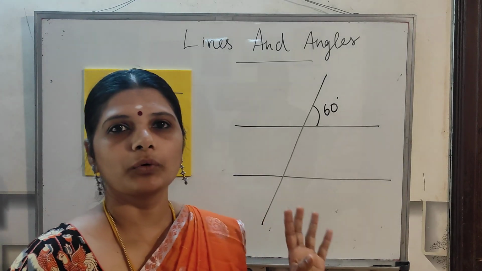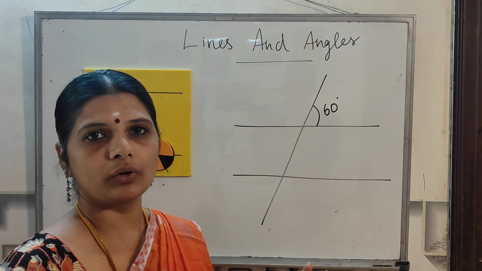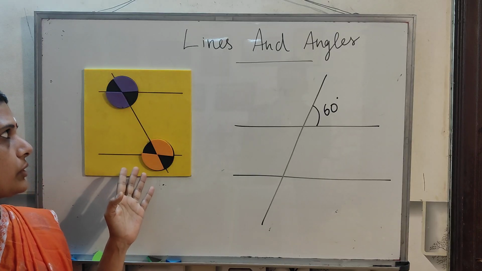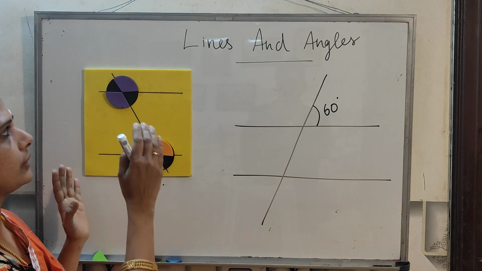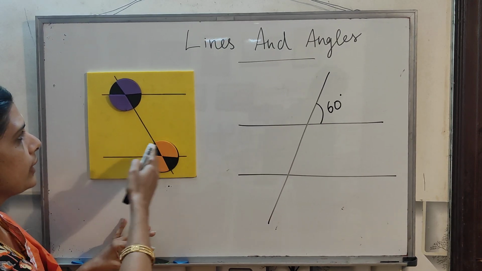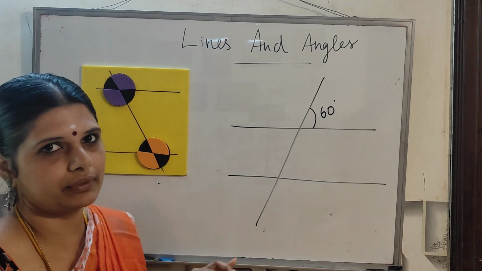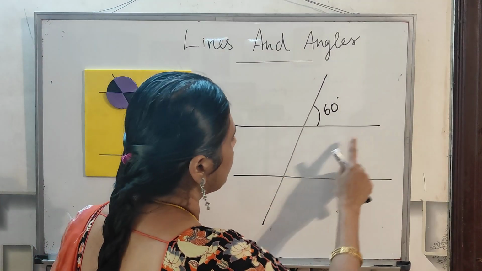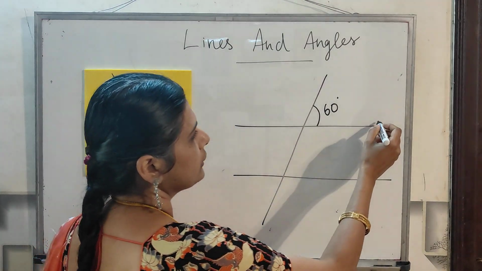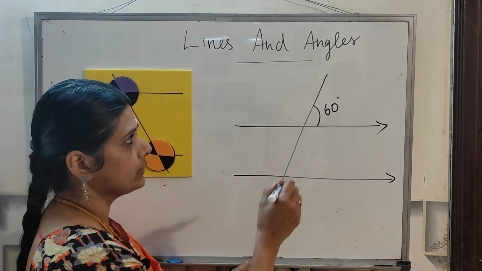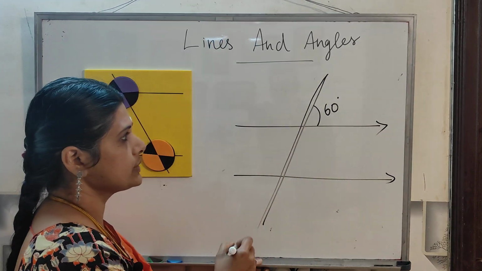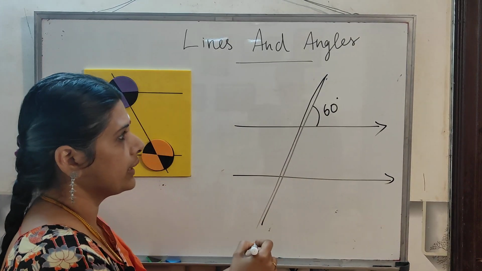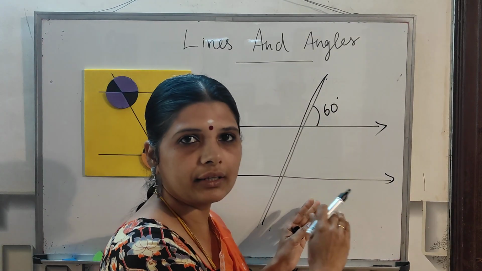Today I am going to solve one question on lines and angles. Here is a small representation of it. Two parallel lines are there and one transversal line. So the same thing I have drawn here. Here are two parallel lines. Parallel lines means what? They never meet, right? And this is a transversal line, and this transversal line cuts the two parallel lines, right?